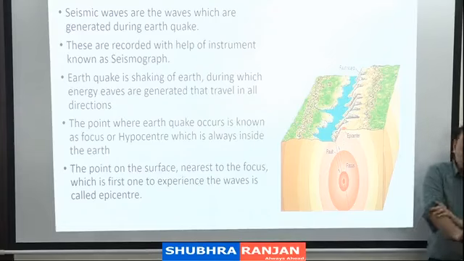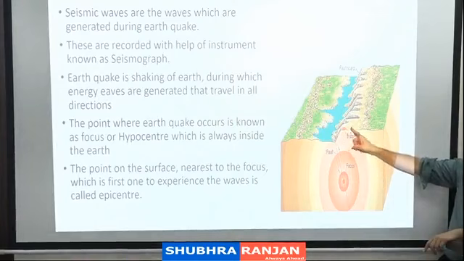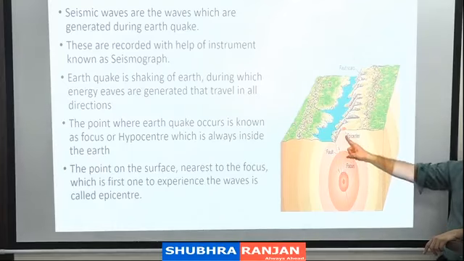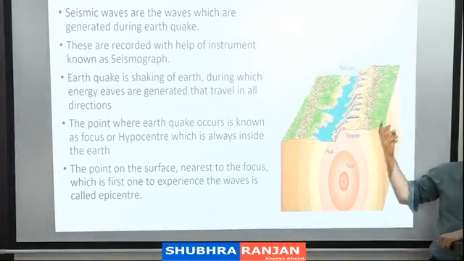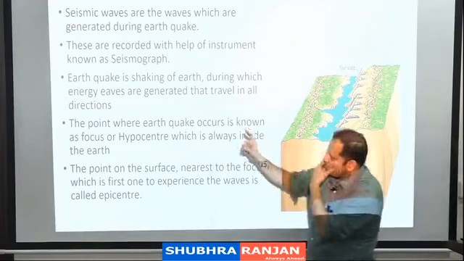But therefore the best waves are the seismic waves. So focus and epicenter. Kahan pe focus? Focus is always below the earth, and epicenter is on the top of the earth. So seismic waves, they are recorded with the help of an instrument known as seismograph. We have already done this. Key points हम यहाँ पे focus करेंगे.